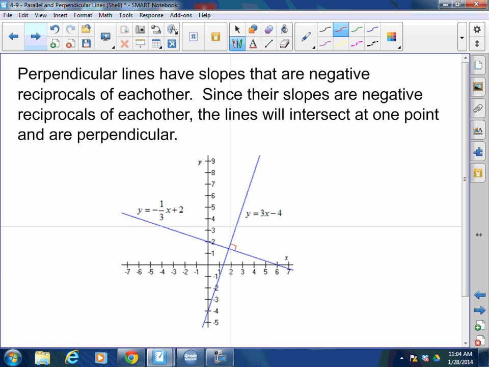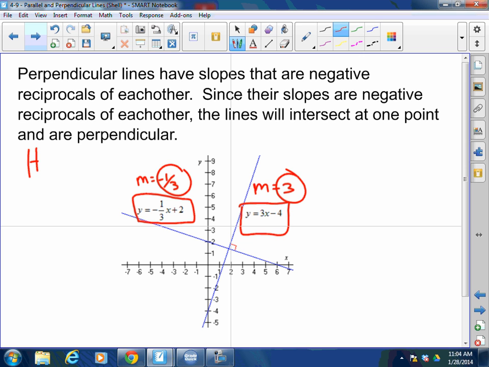So you have y equals negative 1/3 x. My slope is negative 1/3. And I have y equals 3x. My slope is 3. Negative 1/3 and 3, they are negative reciprocals. How do you know, Mr. Morrow? How do you find this out? Very simple. If I have the original slope here, and then I have my negative reciprocal, let's say I have, for example here, negative 1/3. How do I make that a negative reciprocal? Yes, sir. You flip it?